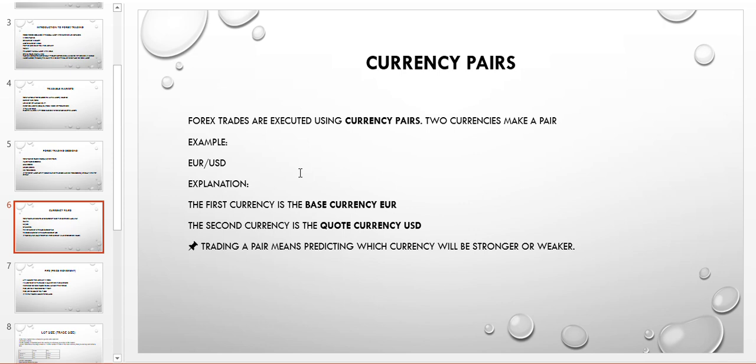So trading a pair means you are predicting which currency will be stronger or weaker. You are predicting which currency will be stronger or weaker. So if you are trading euro USD, you are saying that euro will be weaker than US dollar, or euro will be stronger than US dollar.